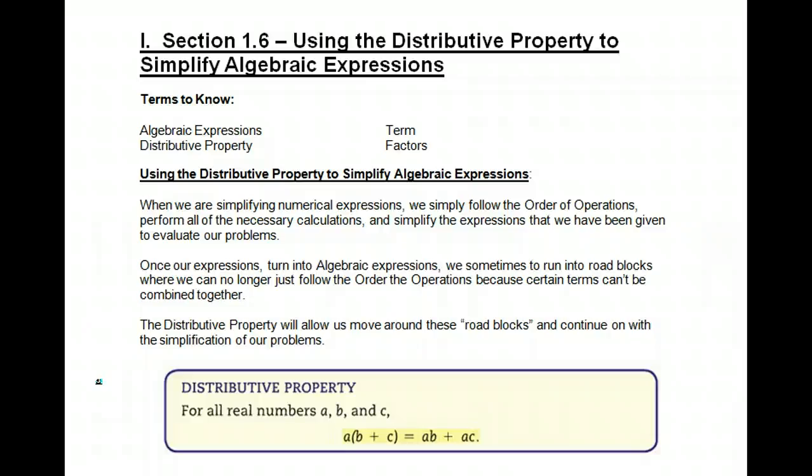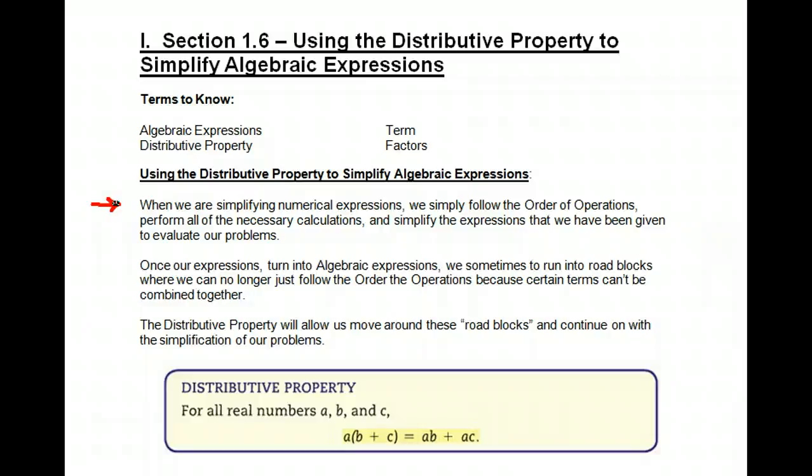we've just finished learning how to use the order of operations. And we use the order of operations to simplify numerical expressions. We started with our parentheses, moved on to our exponents. We then took care of multiplication and division. Lastly, we took care of addition and subtraction. We performed all of those necessary calculations. We simplified the expression that we were given to evaluate our problem.